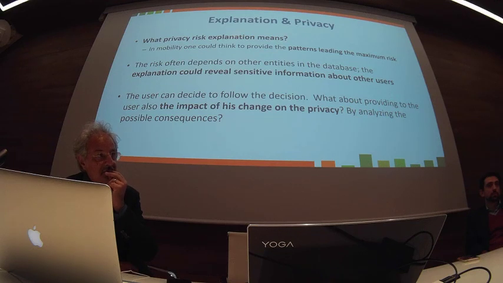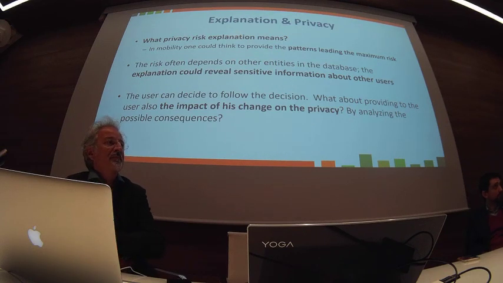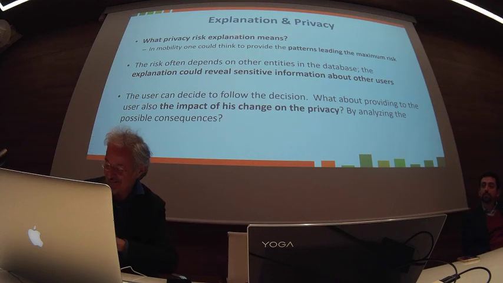And the last one is the fact that if you suggest an action for changing my privacy risk, and I decide to follow your suggestion, maybe there is another problem. What happens if I change my behavior, and what is the impact of my change on the whole system? Because by changing your behavior, you can also change the privacy risk of other people. So it would be nice to provide not only the explanation and the recommendation, but also a preliminary estimation of the impact this could have on the system. The presentation is full of open questions, I know, but I prefer to pose questions and not solutions.